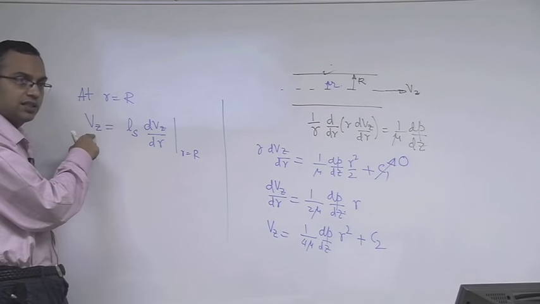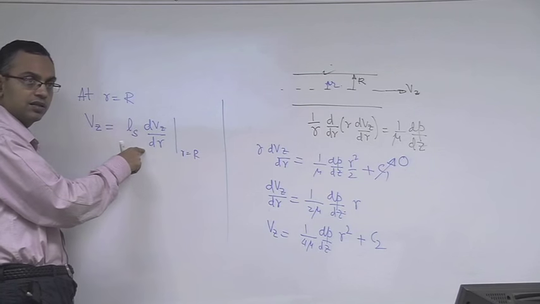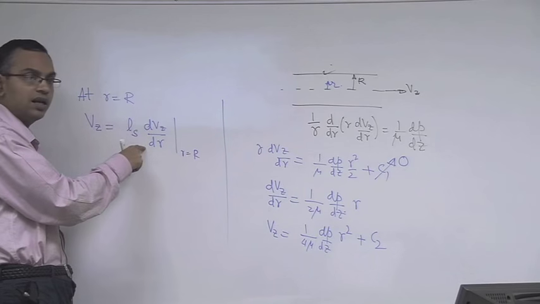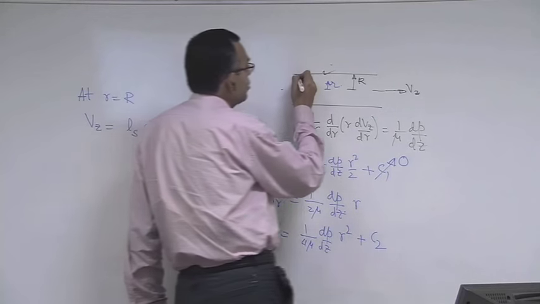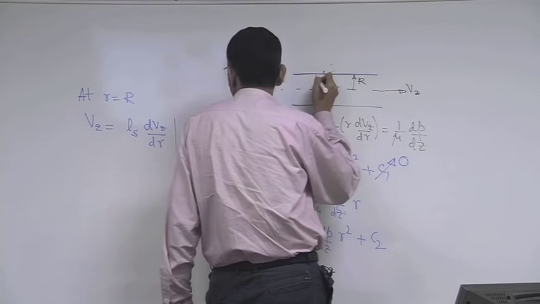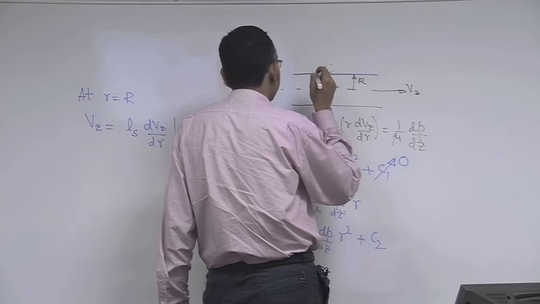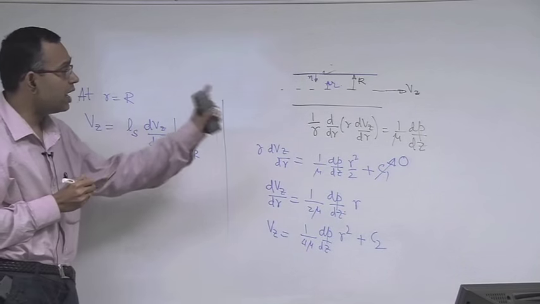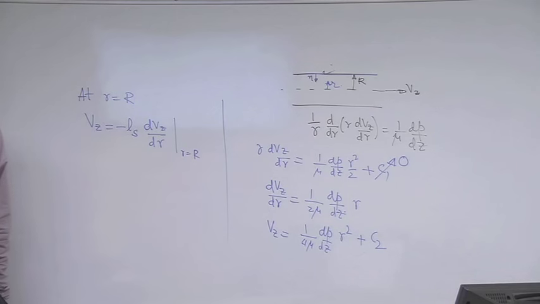So, when you write V is equal to L dv dn, or u is equal to L du dn, that n is the outward normal, right. So, if you consider this wall, if you want to write Vz is equal to Ls dvz dn, that n is this direction and our r is opposite to that. So, that has to be adjusted with a minus sign.